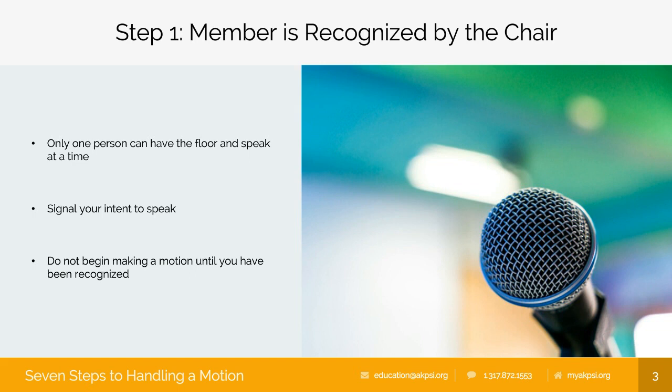The first step is the member must be recognized by the chair. In order to keep the meeting running efficiently, only one person can have the floor and speak at a time. In order to do so, the chair must recognize the member who has the floor, which signifies that they have the right to speak at that time.